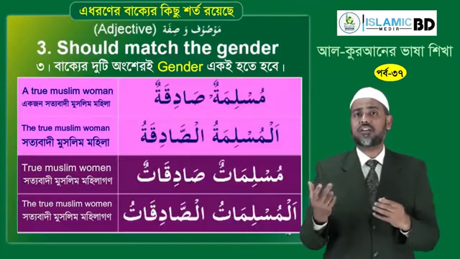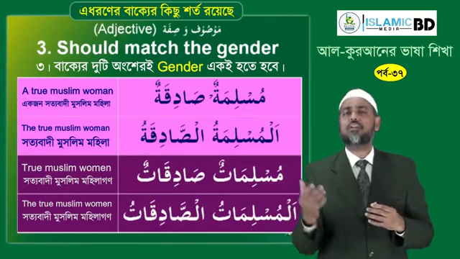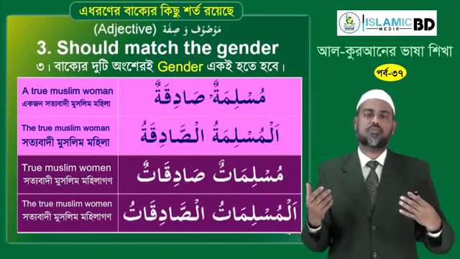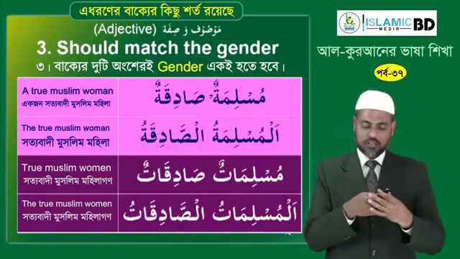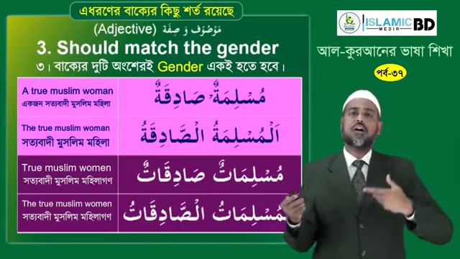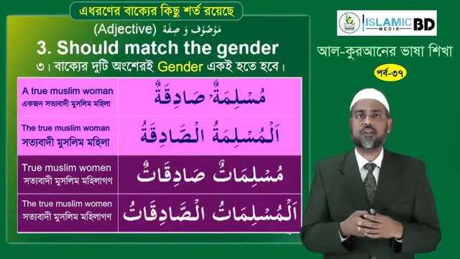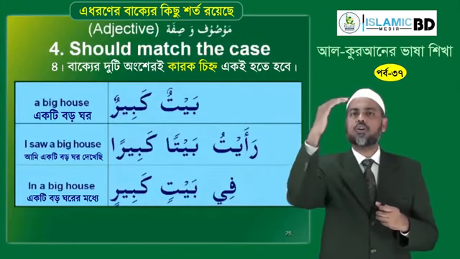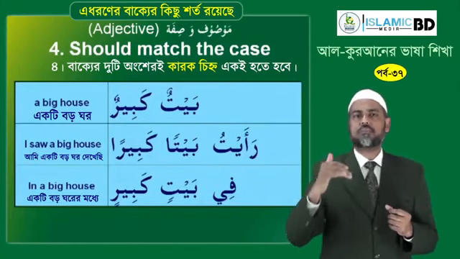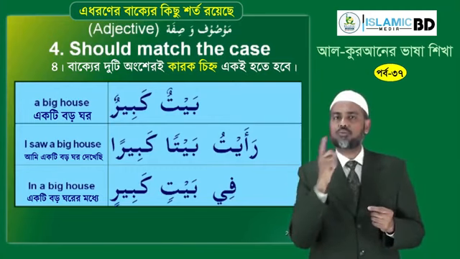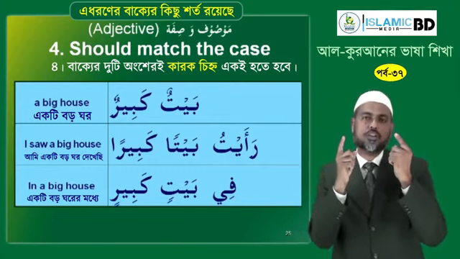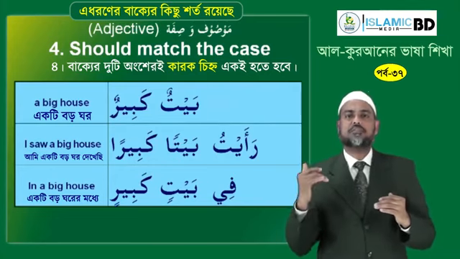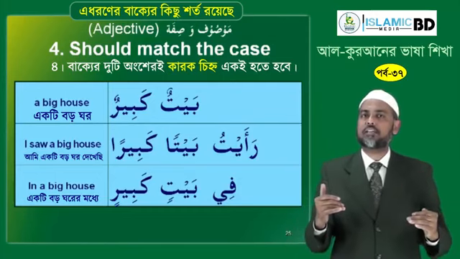Similarly, it should match the gender. If you are talking about muslimatun, you should say sadiqatun, or al muslimatu, as-sadiqatu. And lastly, it should match the case. That is, whether it is in an, in, whichever form it is, it should match. So if you say baytun, then you should say kabirun. If you say baytan, then you should say kabiran. If it is baytin, it should be kabirin.